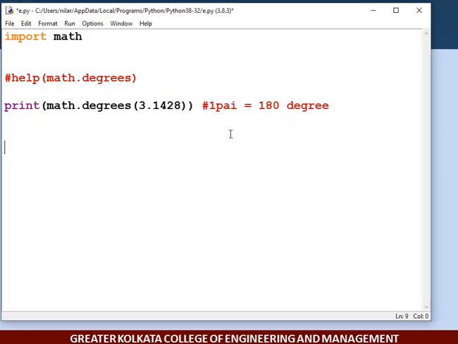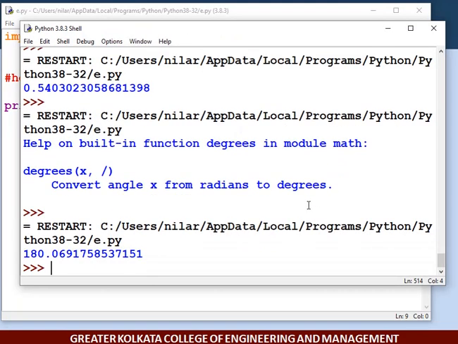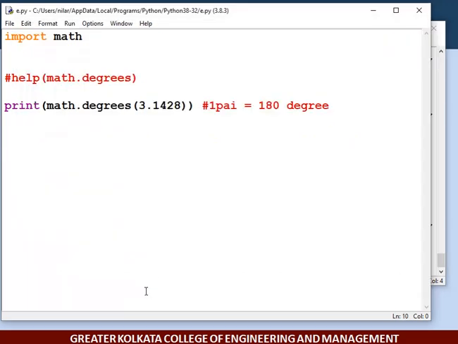So now run this program first, so it will be clear to you. 180 degrees. Okay, 0.0691 like that. As 22 by 7, the value of it is 3.1428 approximately, that way. Okay, so this is clear to you.